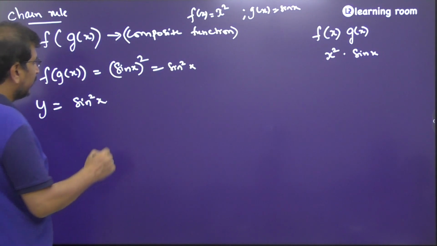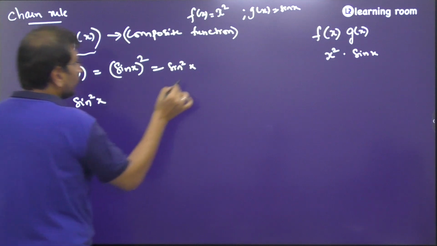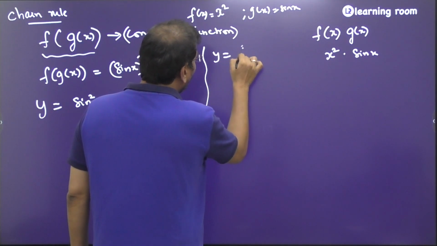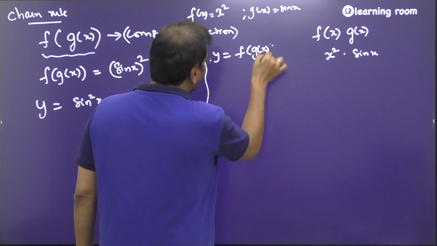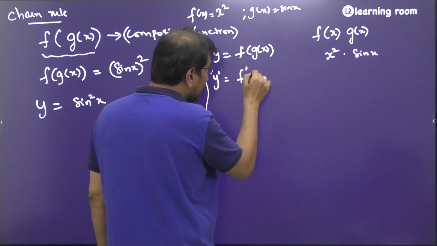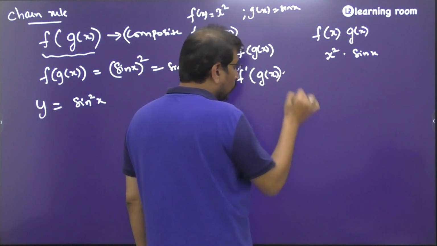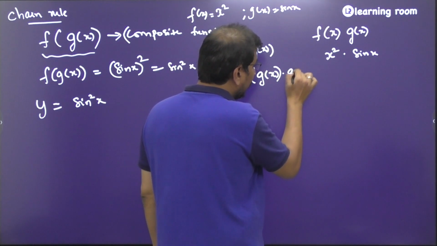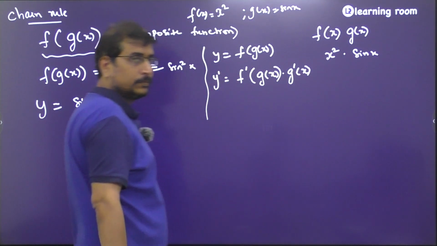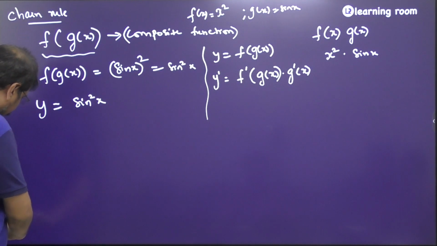So y is equal to, for example, I have this sin square x. Y is equal to f of g of x. So y dash will be f dash of g of x into g dash of x. Okay, let me simplify it.